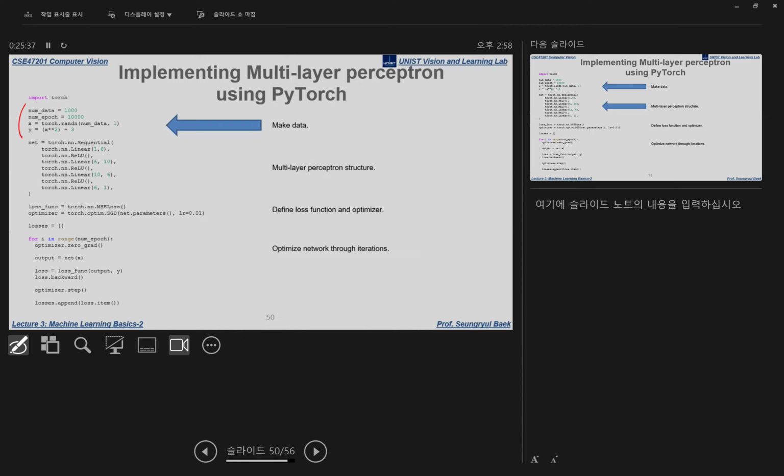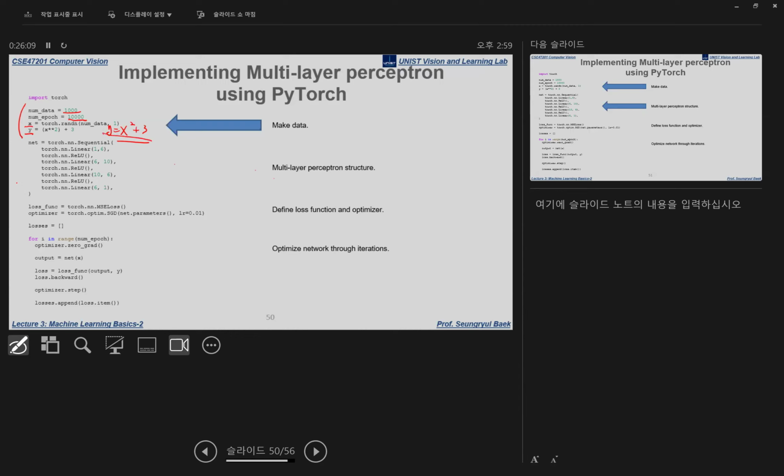So we will set 1,000 training samples, and we will set 10,000 iterations for the training. And for a given random x value, we will make their ground truth using this nonlinear formula. Y is equal to x squared plus 3. This is the nonlinear equation.